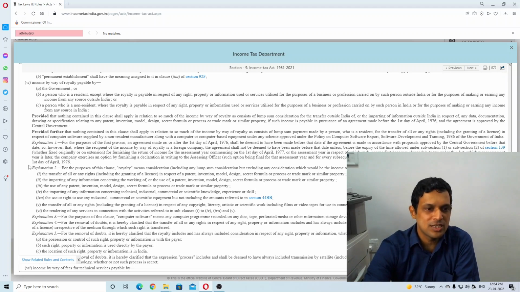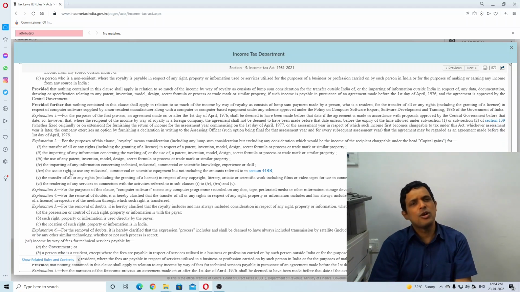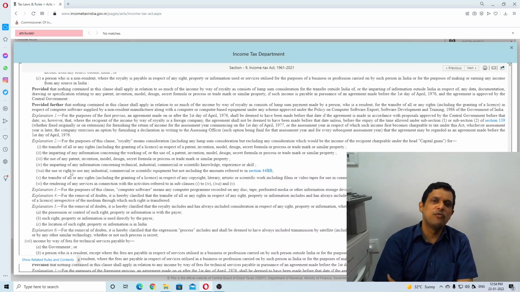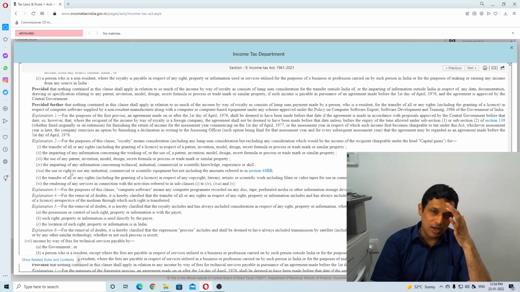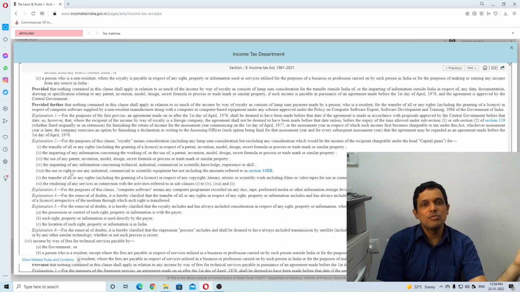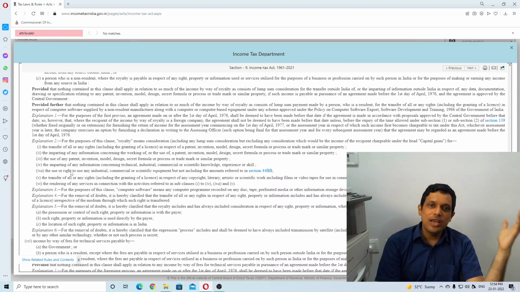Explanation 2 of 9.1.6 gives a wide-ranging definition of royalty, which has been incredibly litigated upon. Every comma, every word in that Explanation 2 pretty much has seen litigation. And it's the subject matter of a lot of amendments and a lot of controversial issues related to those amendments. But it suffices for us to understand that the department will try to say that this income which has accrued to the non-resident by way of, say, payment from India for some IP is not business income of the non-resident, but rather is in the classification of royalty income.